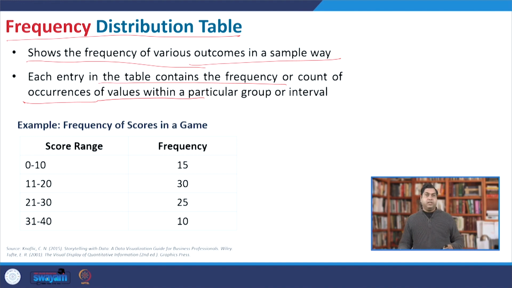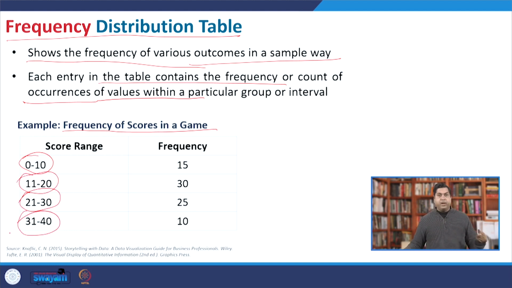So, in this particular case, this is the frequency of scores in a particular game. The score ranges from 0 to 10, 11 to 20, 21 to 30, 31 to 40, where it has some sort of discrete value. So, you cannot have any value like 10.5 in that case.